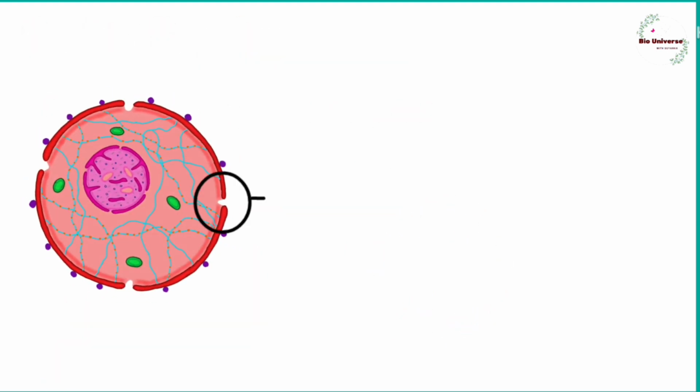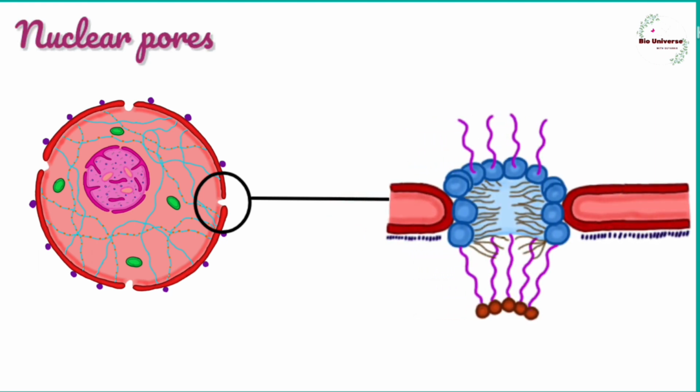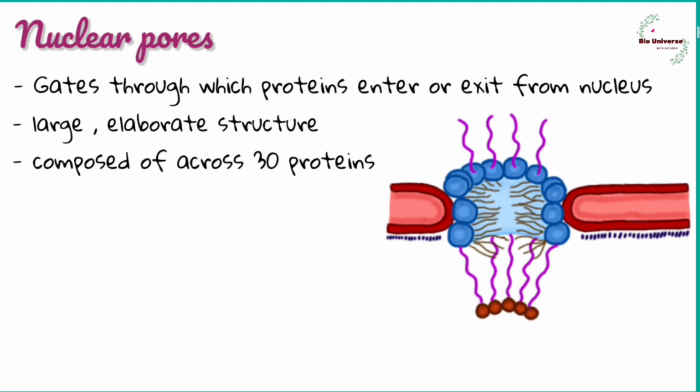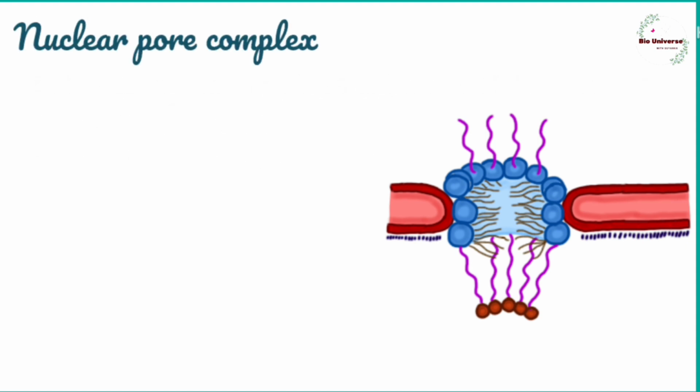The nuclear envelope in all eukaryotic cells has nuclear pores that form the gates through which proteins enter or exit the nucleus. A nuclear pore is a large, elaborate structure composed of a complex of about 30 different proteins. This complex is known as the nuclear pore complex. The proteins that make up the nuclear pore complex are known as nucleoporins.